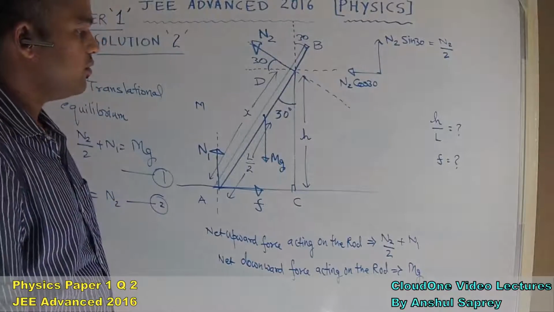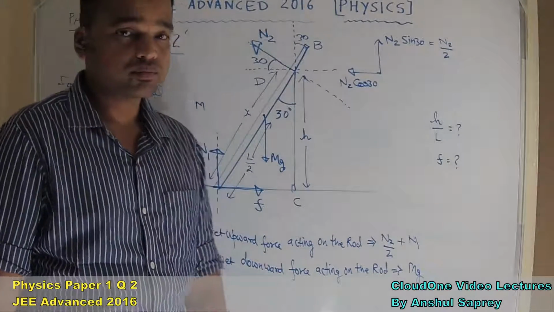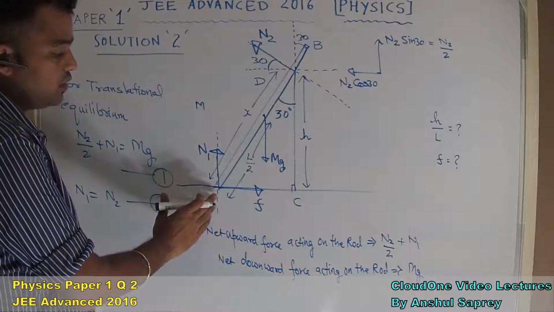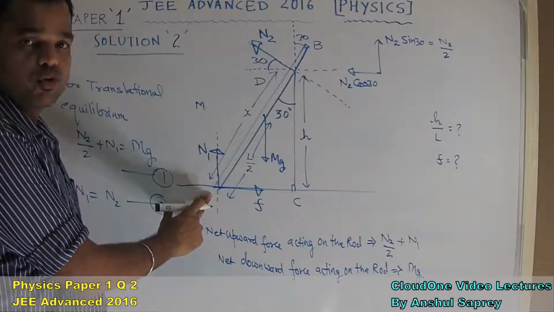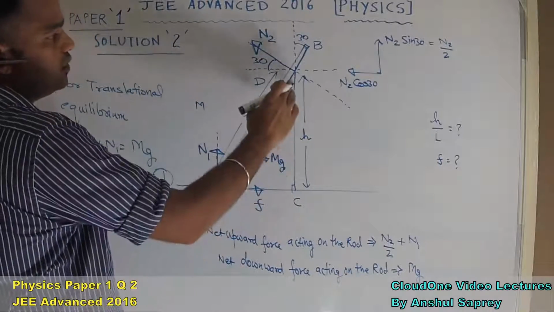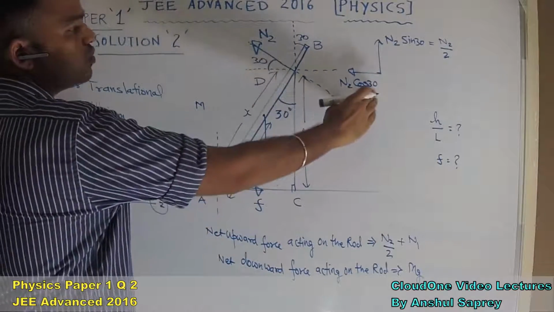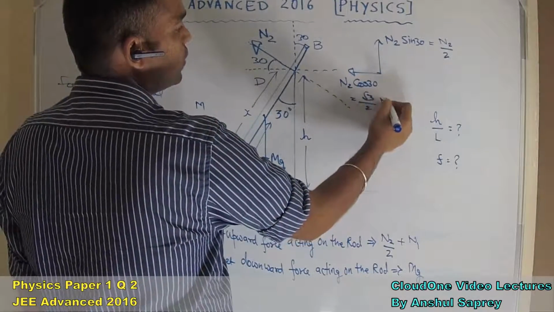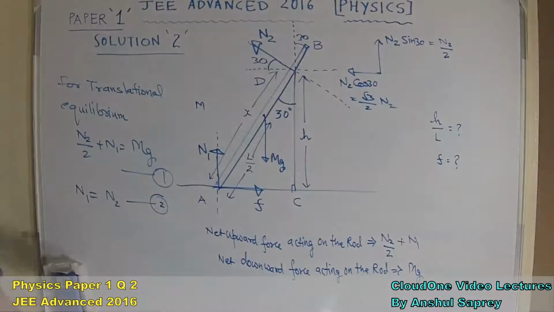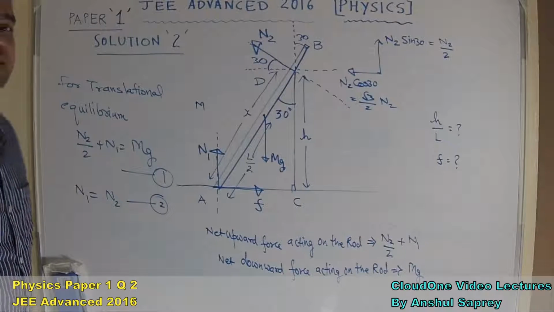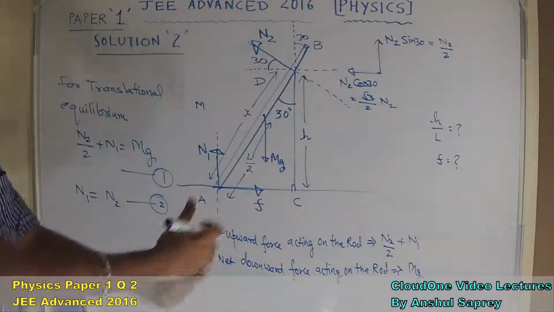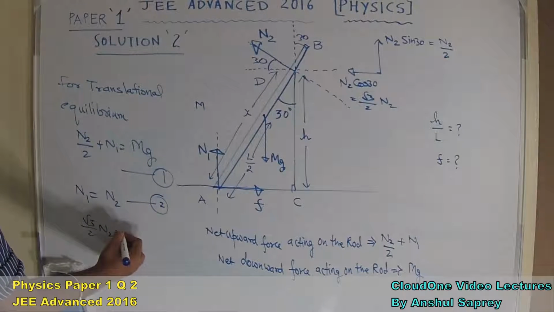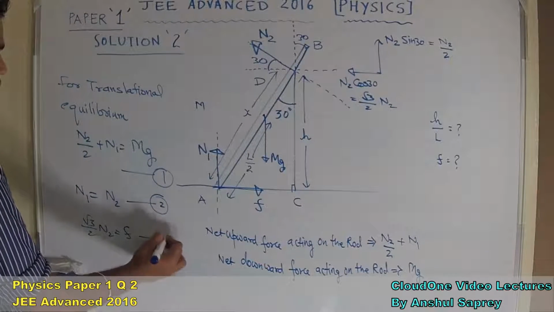And one more equation we can find by considering the horizontal forces. What is the horizontal force acting on the rod from the floor? So F is rightward, and from the wall it is N2 cos 30 leftward, which is root 3 by 2 into N2. So I can write net leftward is equal to net rightward. So that is root 3 by 2 N2 is equal to F. This is our third equation.